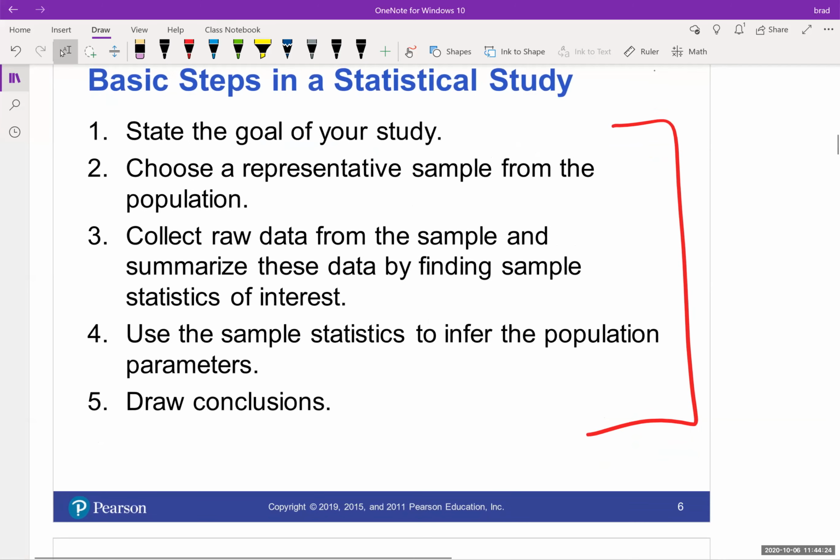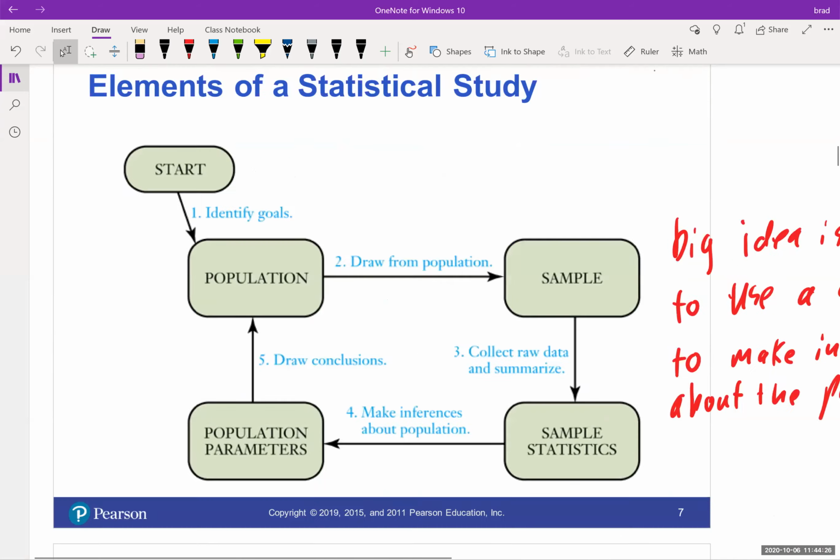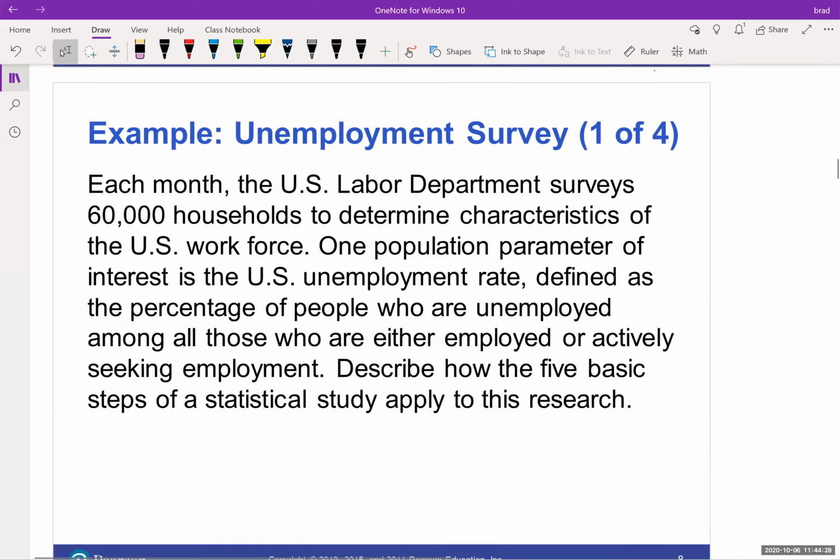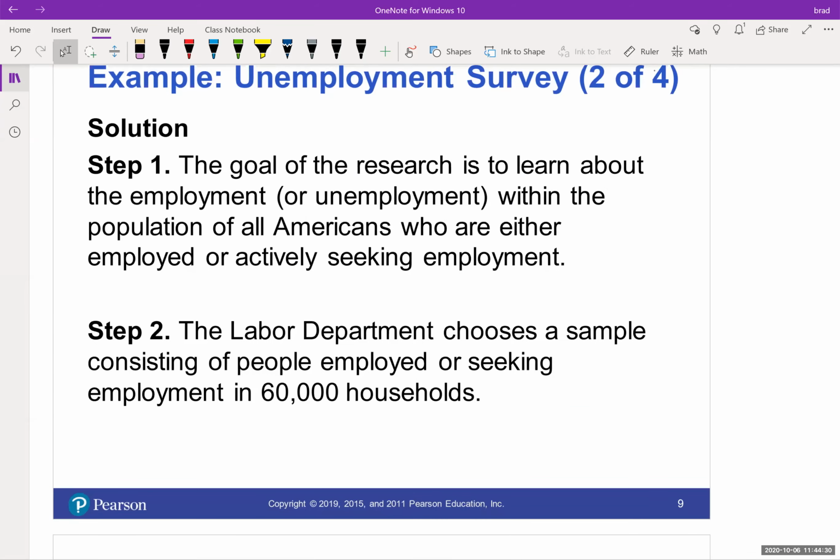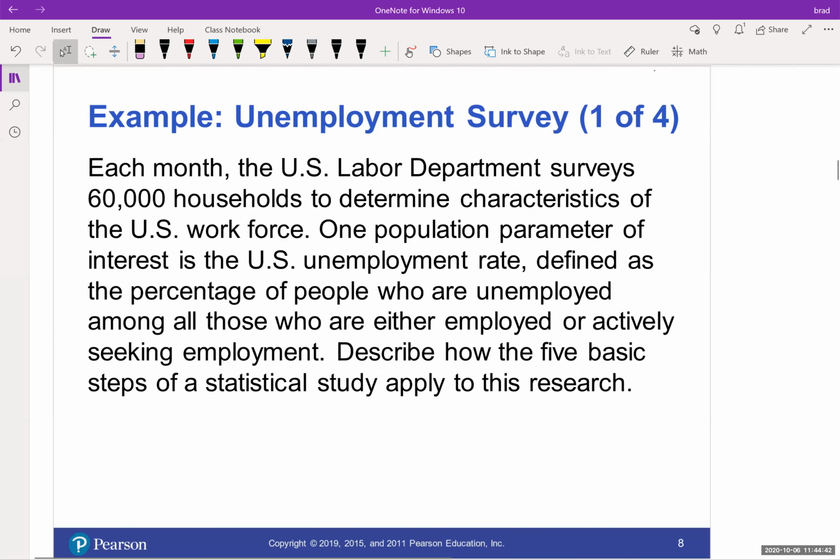Okay. Step 2, let's see what they say: choose a representative sample from the population. So we're going to say the Labor Department chooses a sample consisting of people employed or seeking employment in 60,000 households. Now, that's obviously not the entire United States, but that's a good sample. Okay, 60,000 is a lot. Now we go to step 3.